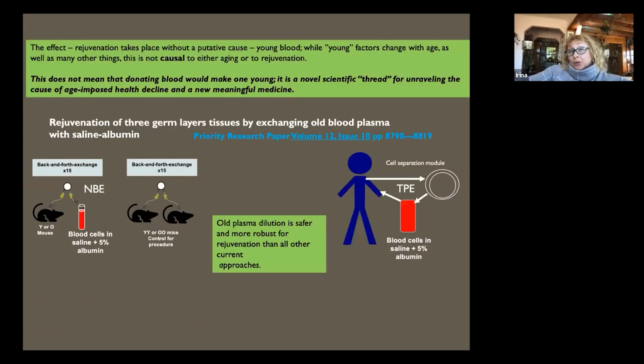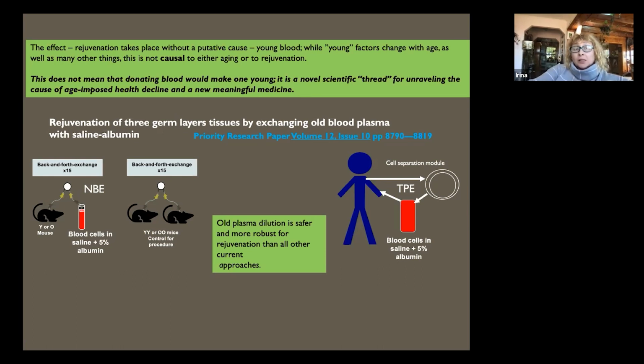So this brings me to the most recent discoveries. The main point is that the rejuvenation effect takes place without a putative cause, which is young blood. Even though young blood definitely changes with aging, as do many other things, interestingly it is not causal for aging or rejuvenation. So the decline of young factors and young proteins happens, but it does not cause aging and it cannot cause rejuvenation. It is quite an interesting scientific conclusion.